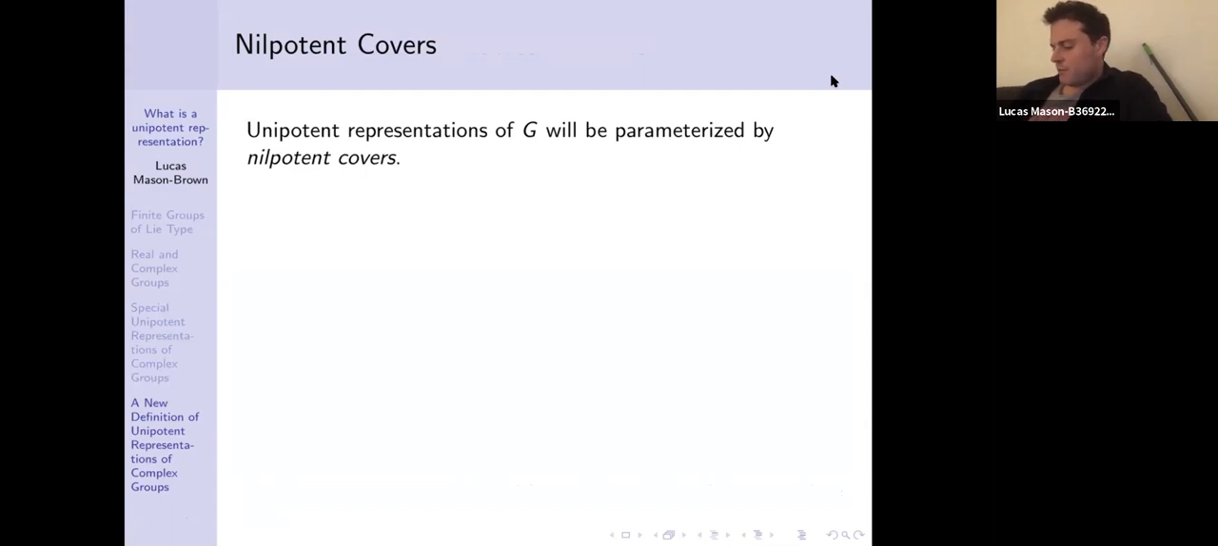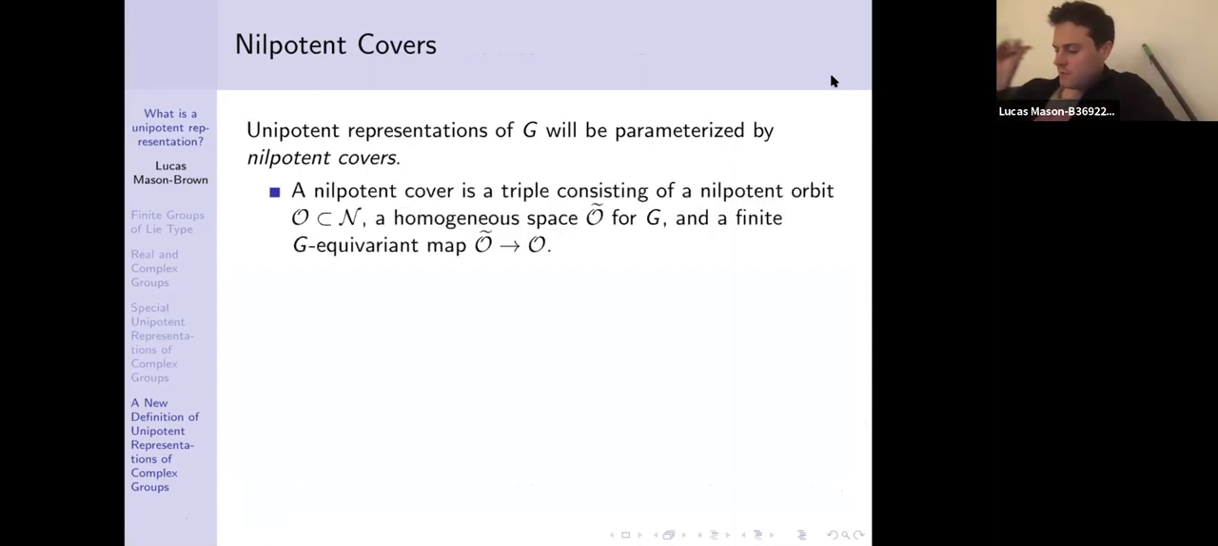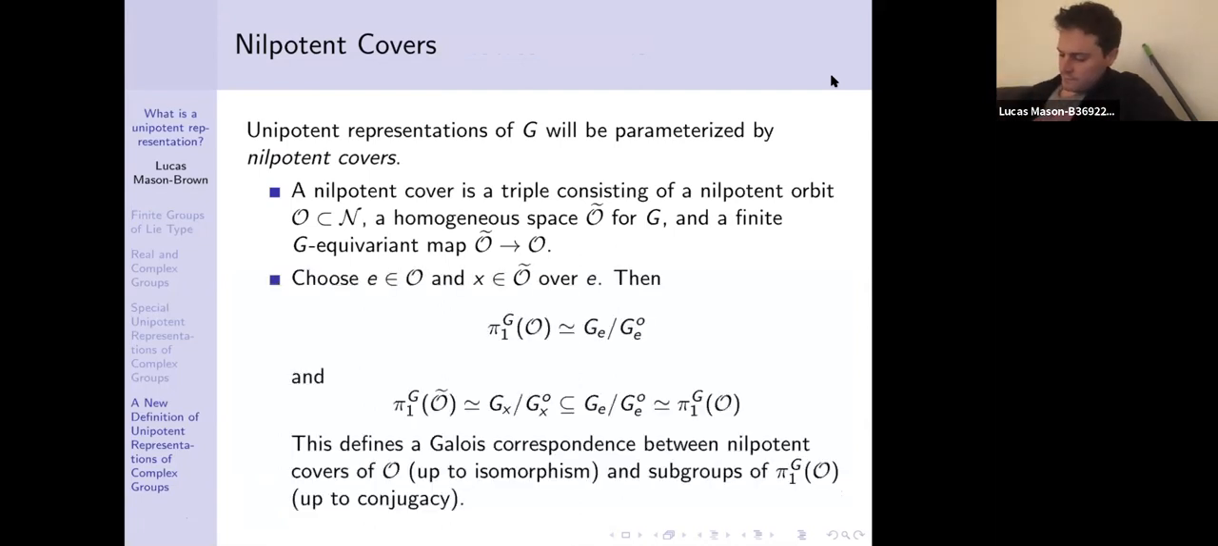So in the scheme I'm going to propose, unipotent representations will be parameterized not by orbits, but by nilpotent covers. So a nilpotent cover is a triple consisting of a nilpotent orbit and a homogeneous space, O tilde, for G, and a finite G-equivariant map. So obviously these things can be classified fairly easily.